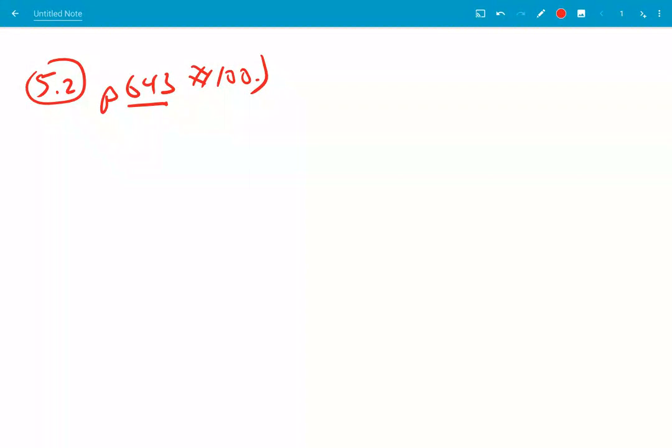We're on page 643, number 100, and we're asked to evaluate the sine of the arc sine of 3/5, the angle whose sine is 3/5, minus the arc cosine of -4/5, the angle whose cosine is -4/5.